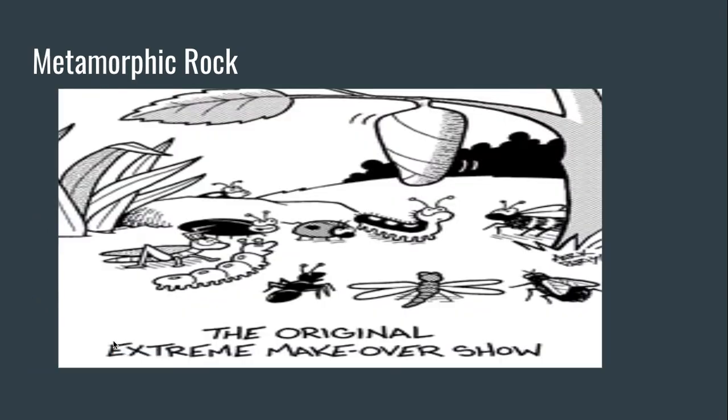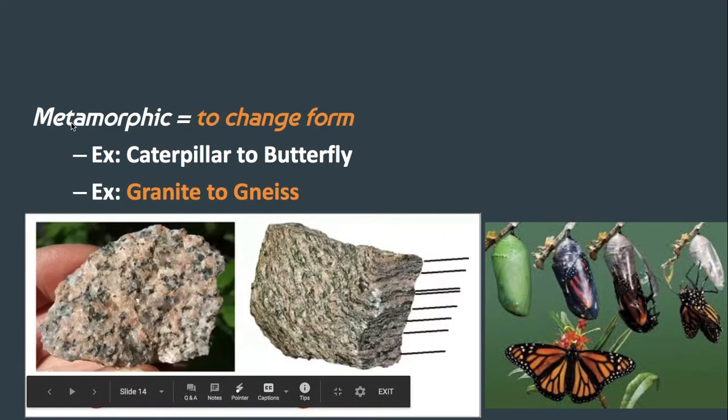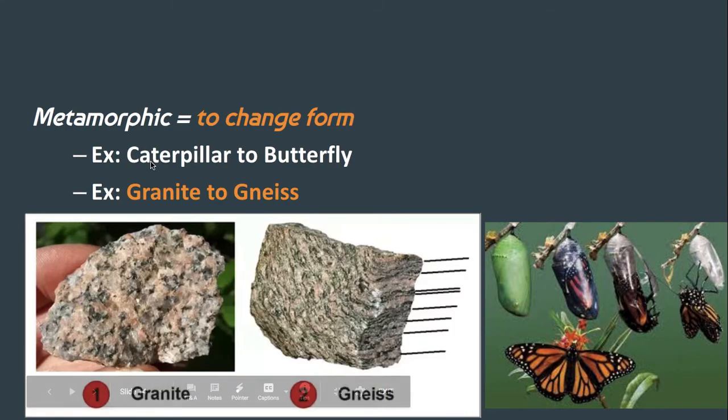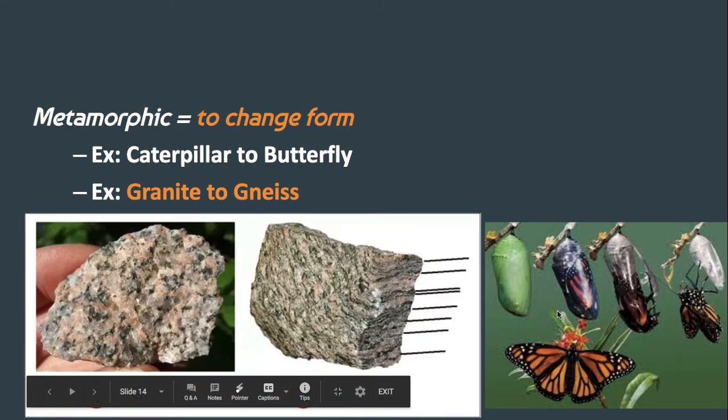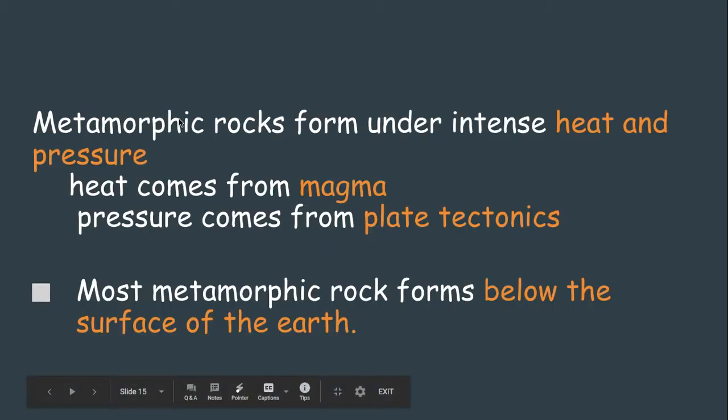Cool beans. Our next type of rock is metamorphic. Alright, metamorphic, to morph means to change. So like with bugs, they undergo a metamorphosis. That just means they change from babies to adults. With metamorphic rocks, they go from one type of rock to another type. And how they change is under intense heat and pressure.